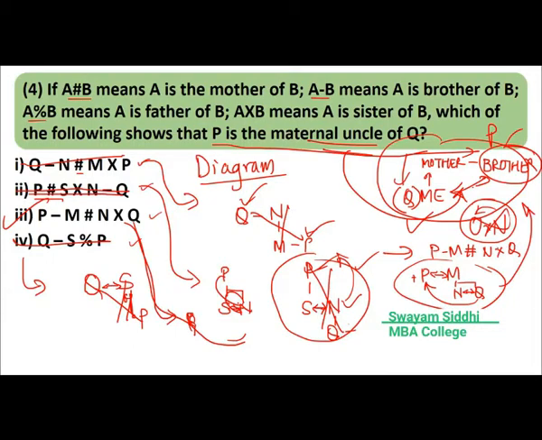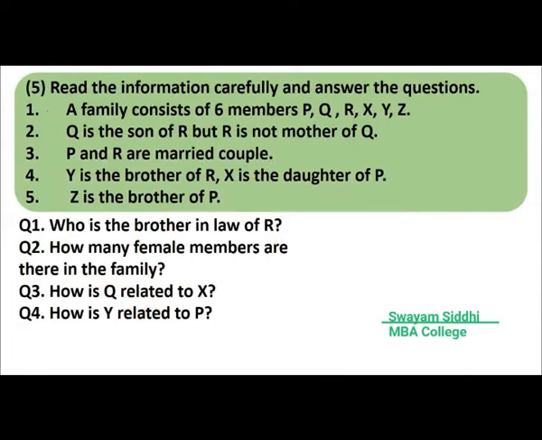Moving to the next question. Question number 5. Read the information carefully and answer the questions. A family consists of 6 members P, Q, R, X, Y, Z. Q is the son of R, but R is not the mother of Q. P and R are married couple. Y is the brother of R. X is the daughter of P. Z is the brother of P. Now based on these, there are 4 questions which we need to solve.